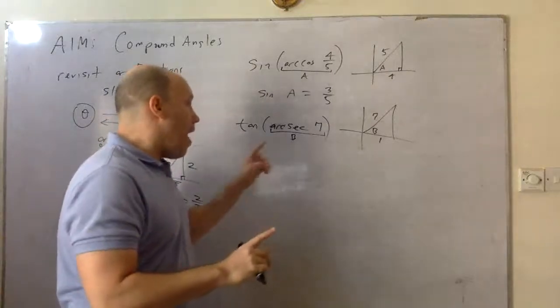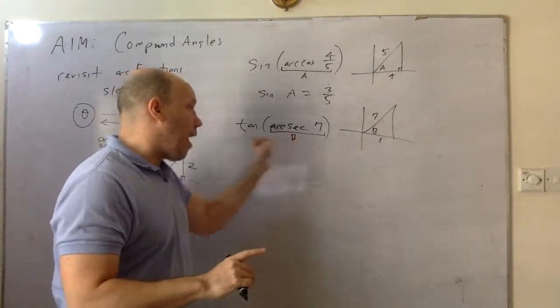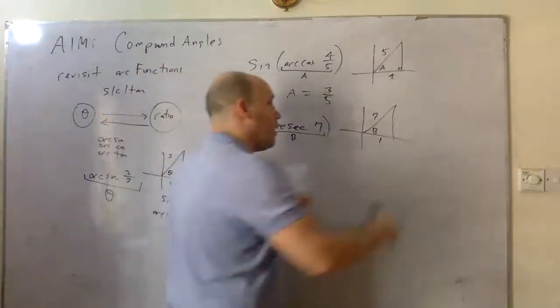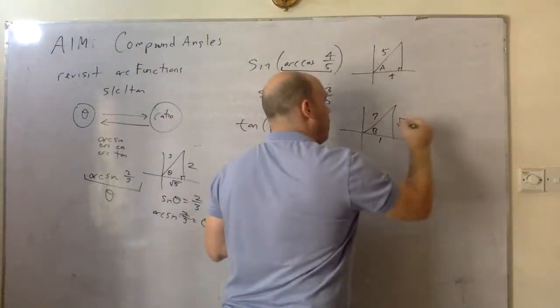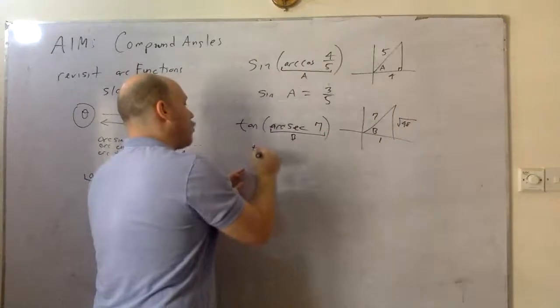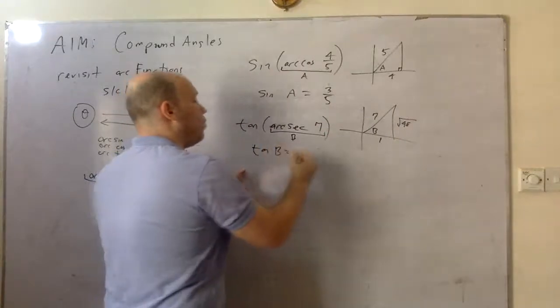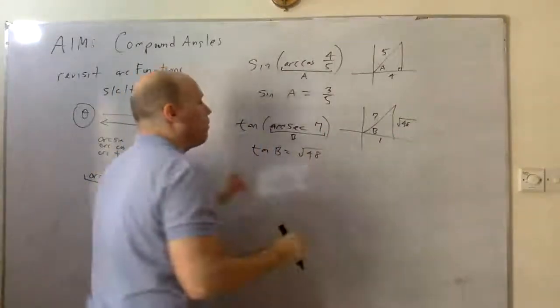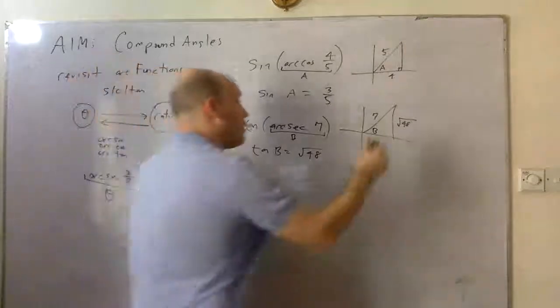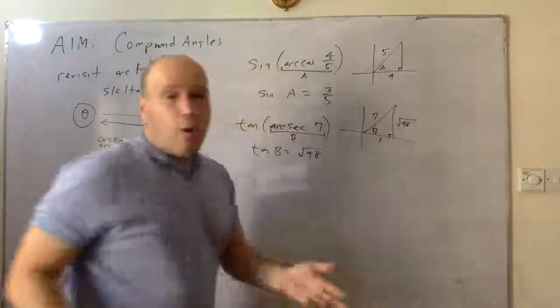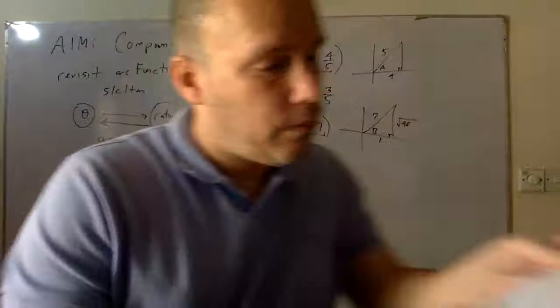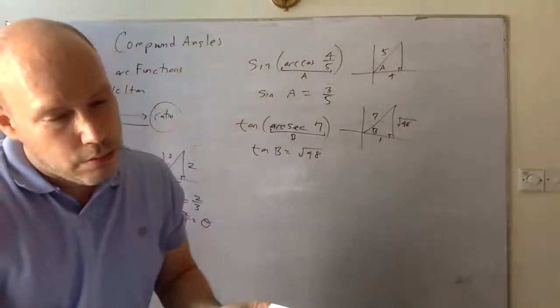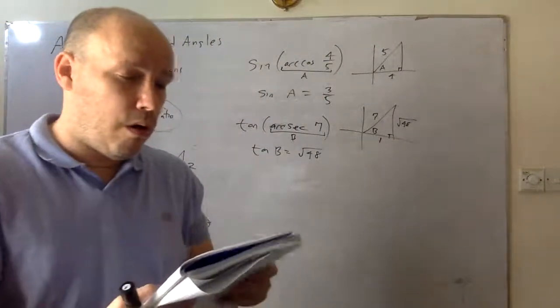Now the question is, now I have this angle B. How do I get to tangent? Easy. Well, let's see. This is radical 48, and therefore the tangent of B is equal to radical 48. That's it. That's the whole idea. So let's continue.